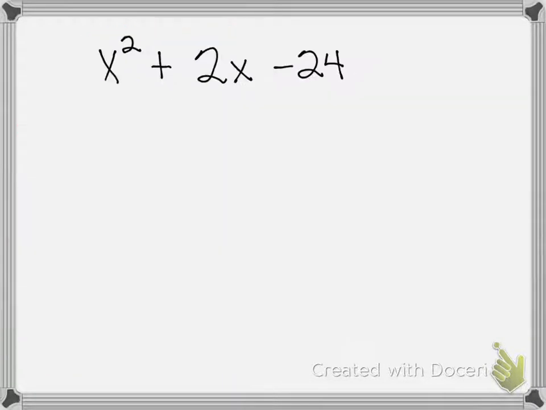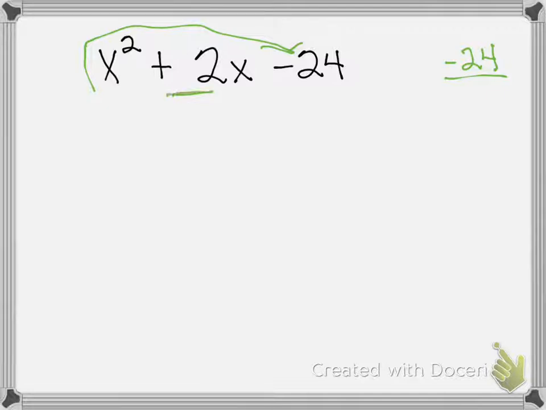Let's do another one. So on this one, same idea. We can put a 1 in front of x squared, and then we're going to multiply that 1 to that negative 24. So now we're trying to find the two numbers that multiply to negative 24 and add to positive 2. So if you're multiplying to get a negative number, that means one of the numbers has to be positive, one has to be negative.